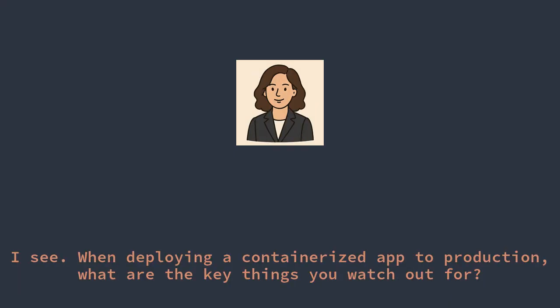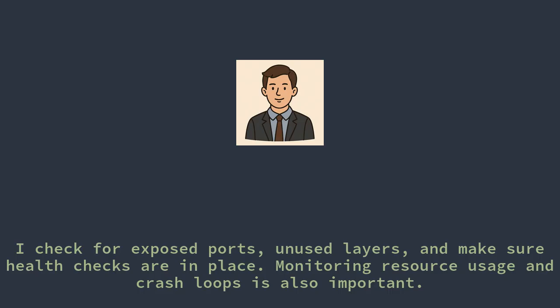I see. When deploying a containerized app to production, what are the key things you watch out for? I check for exposed ports, unused layers, and make sure health checks are in place. Monitoring resource usage and crash loops is also important.